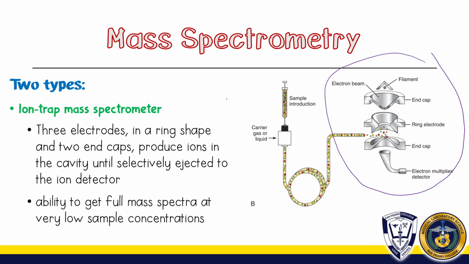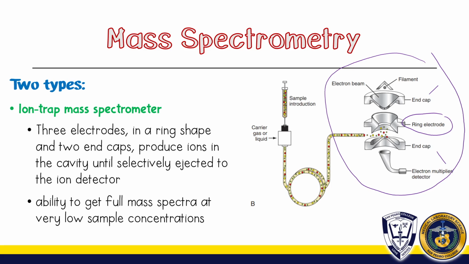So this is your ring electrode. It's 3 electrodes because these two end caps here are still electrodes. They are actually called end electrodes. And again, the basic principle of your ion trap is trapping of your ions here by using your 3 electrodes. But then again, that's all you need to know.